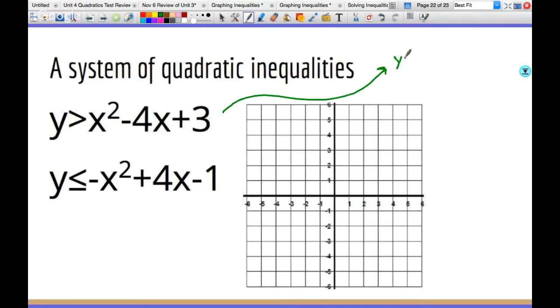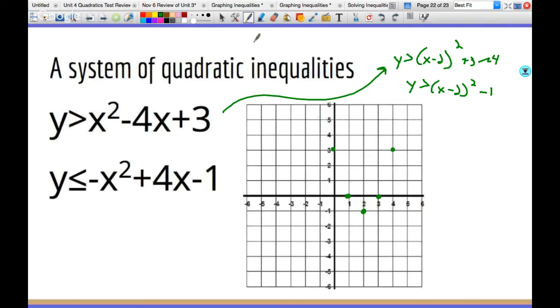Convert this to vertex form. Half that value, keep my plus 3, subtract away that number squared. Get y is greater than x minus 2 squared minus 1. Go to my vertex, 2, negative 1. From there, go up 1, then up 4, and then up 9. I'd be off the graph.